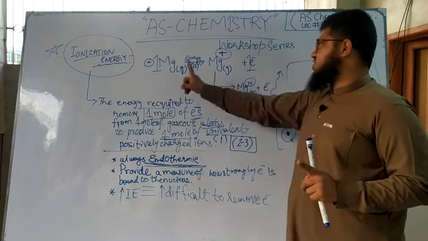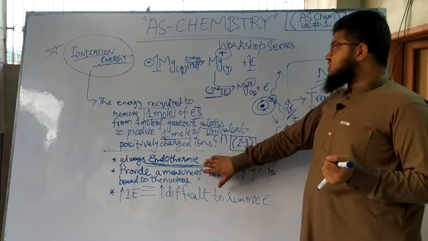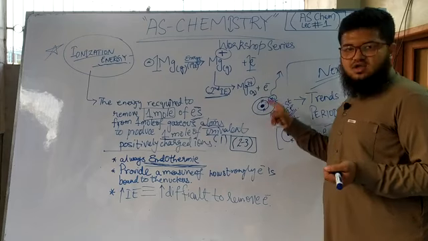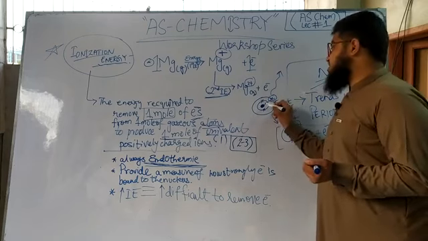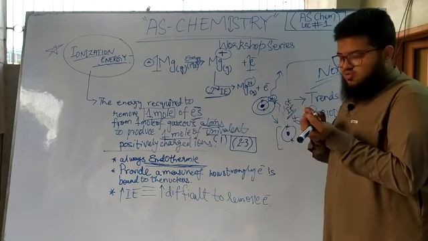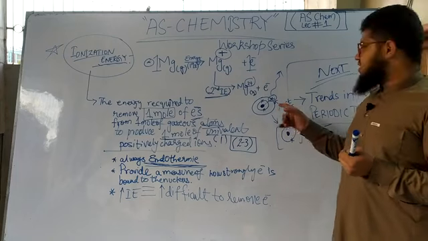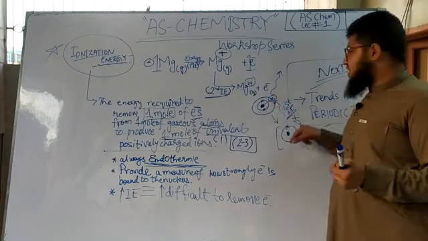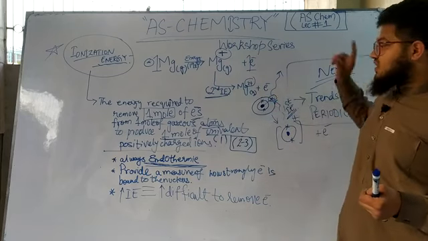The first ionization energy is always endothermic because it uses energy to break the bond, to break the attraction between the electron and the nucleus. To break this attraction, energy is required, so energy needs to be absorbed by that electron so that it could escape.